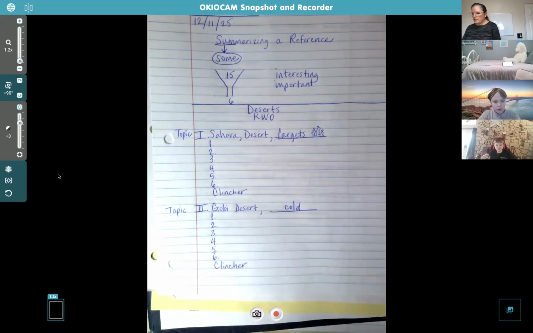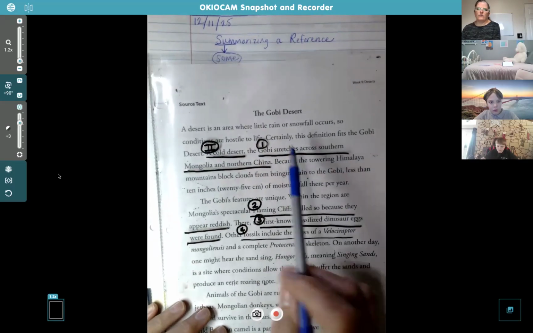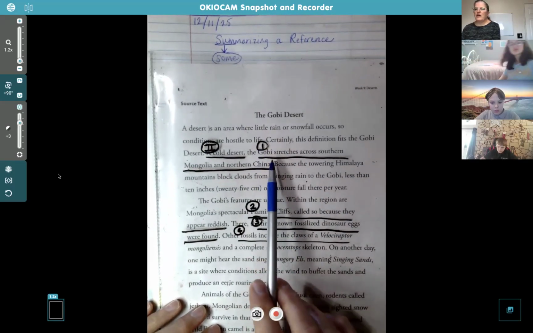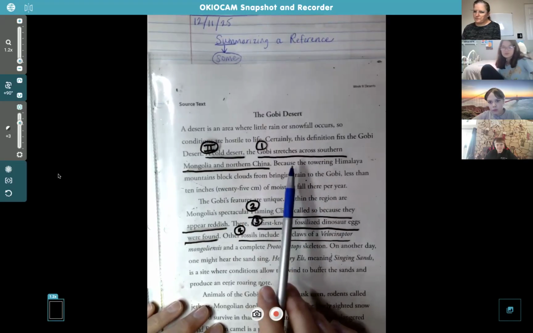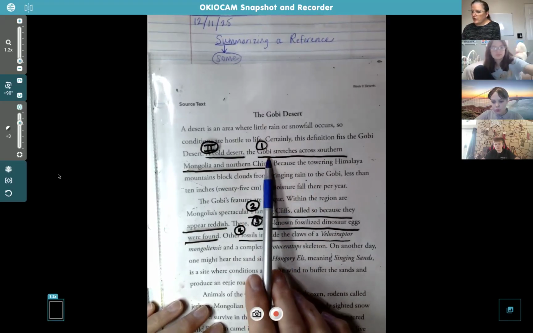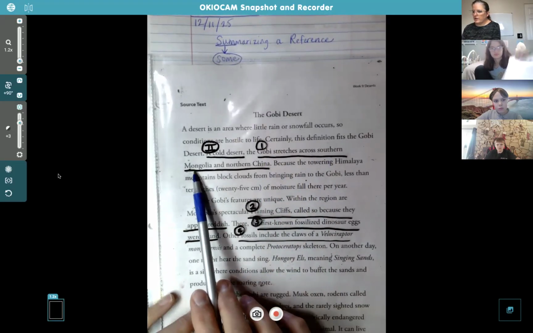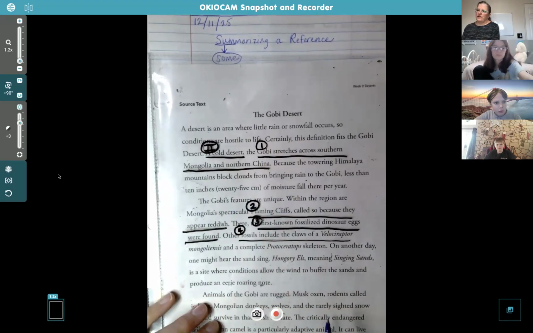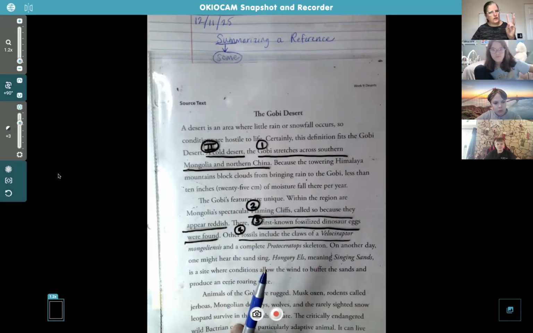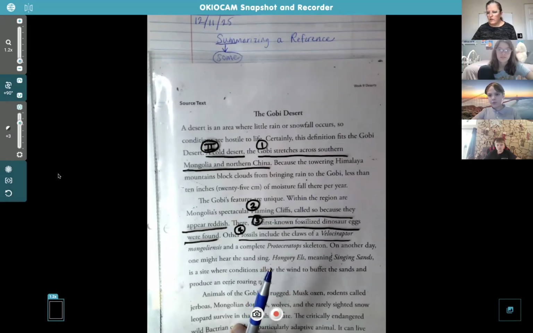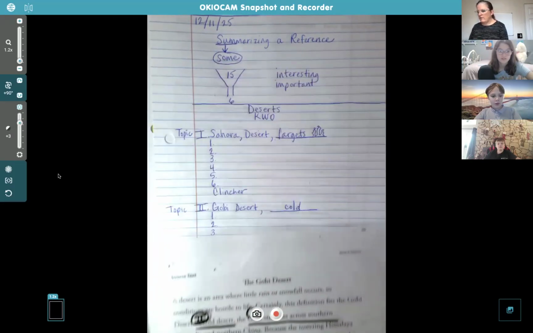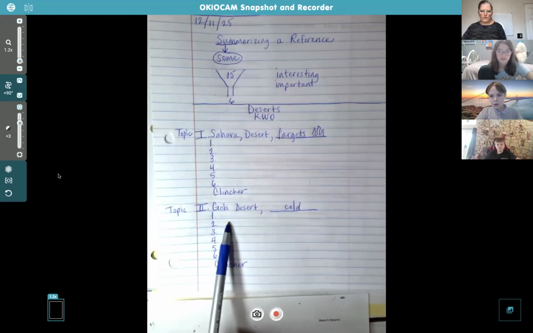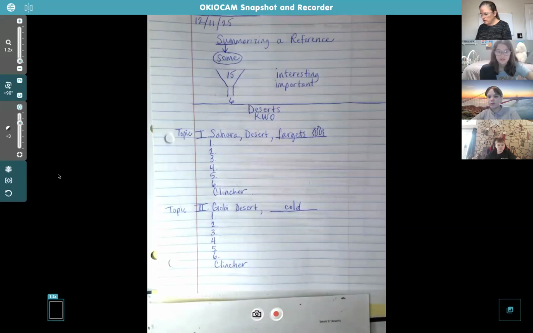All right, here's what we're going to do next. Go to number 1, regular one, and I'm going to have Sydney help me with this one. It says, the Gobi stretches across southern Mongolia and northern China. Now remember, we can only use 3 words, but we can use symbols or abbreviations. So how do you think we could put that information here next to number 1 about the Gobi Desert?